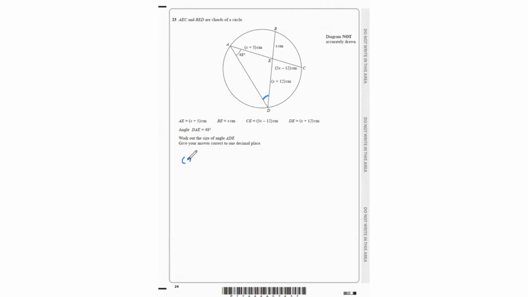So x plus 5 times 5x minus 12, two parts of the same chord being multiplied, equal to the same for the other chord. So x times x plus 12. Expand the bracket. 5x squared minus 12x plus 25x minus 60 equals x squared plus 12x.